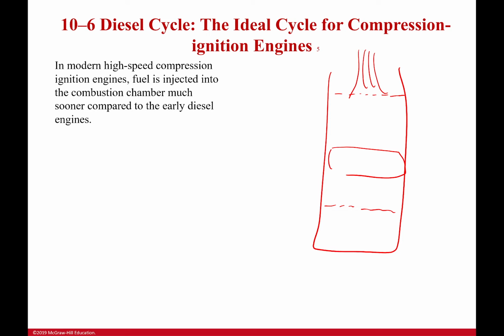Now, what does that do? Well, because I have an air-fuel mixture now here that is being compressed, that's exactly like the Otto cycle. So you're like, okay, so it's just turning into the Otto cycle. Not quite. So let's go ahead and draw this PV diagram again.